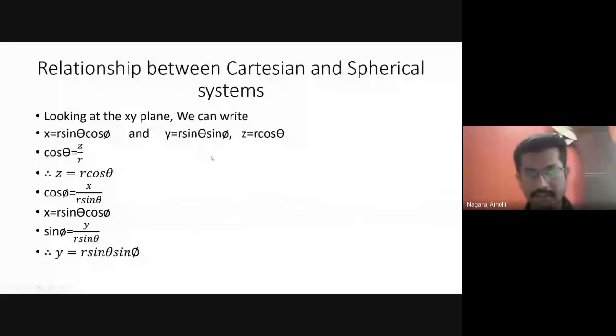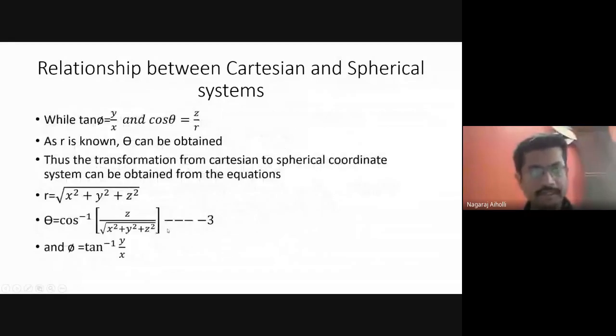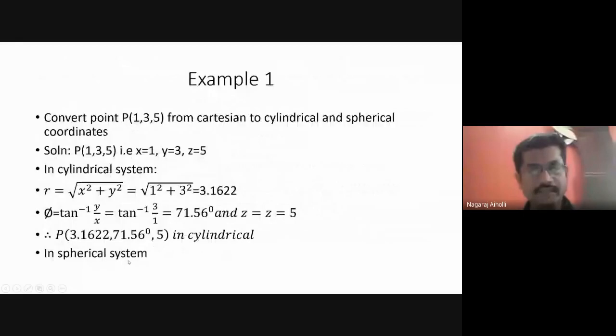Then for converting from Cartesian to spherical, r is equal to square root of x square plus y square plus z square. Theta is cos inverse of z divided by square root of x square plus y square plus z square, and phi is tan inverse y by x. Later on, we solved an example for converting the given point P from Cartesian to cylindrical, using the available equations, and how to convert the given point P from Cartesian to spherical coordinates.